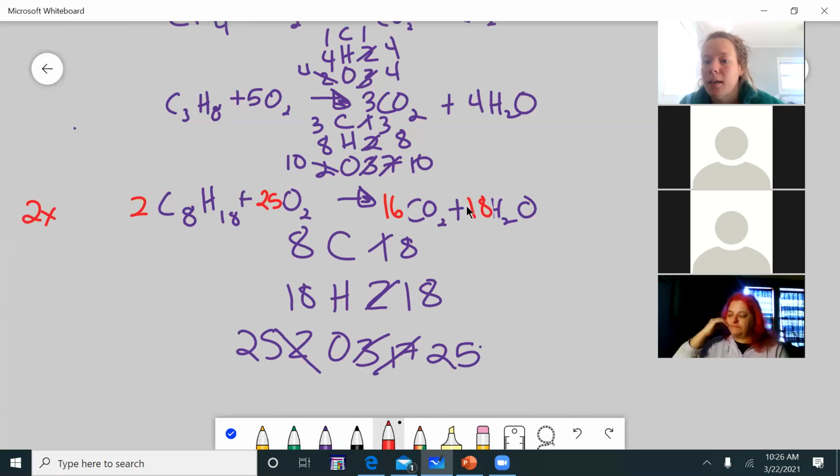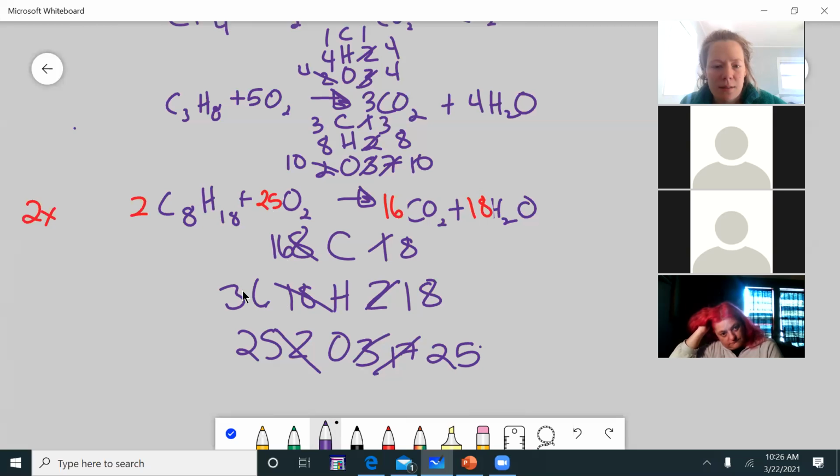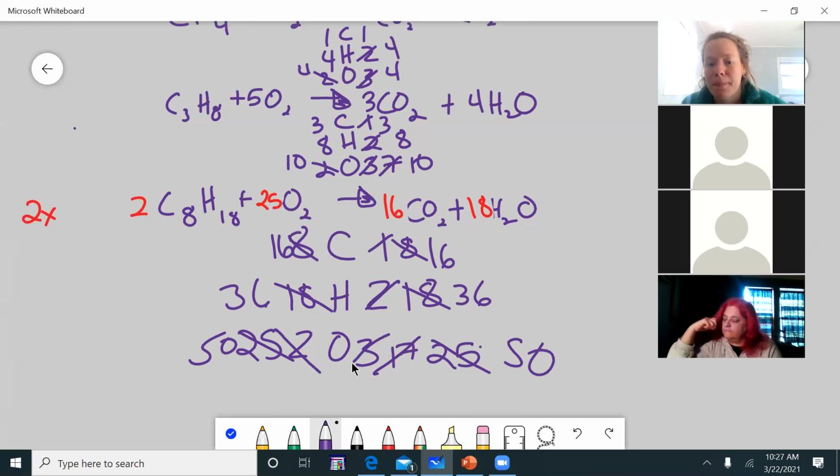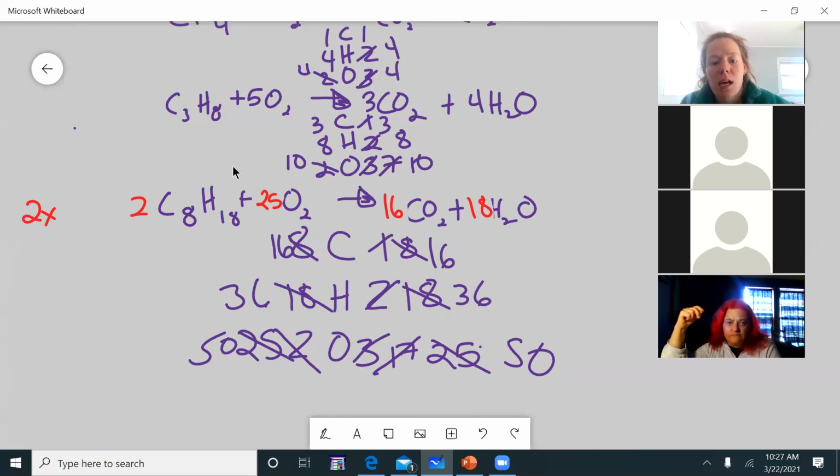That's the best way to do some of these more complicated combustion reactions: get your carbons, get your hydrogens, get your oxygen. If the oxygen happens to be over 2, multiply everything by 2. When we go back and check, this is 16 over here. This is 36. Yes, 36. This is 50. This over here is also 16. Hydrogen is 36, and this also becomes 50. Okay, so you will be balanced. That one's kind of a mess.